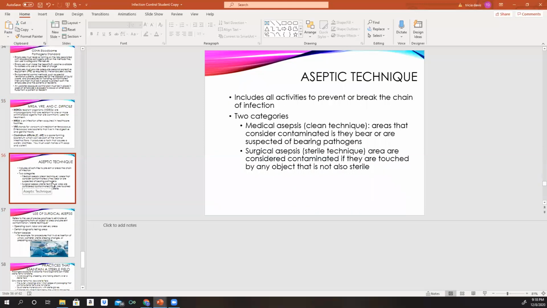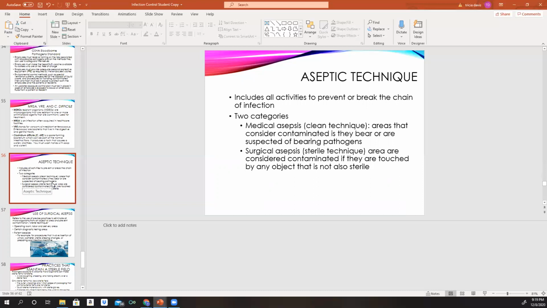So your aseptic technique, we talked about this before, I think. It includes all activities that prevent or break the chain of infection. So the practice of asepsis includes preventing that infection. That's what we want to do. We want to break that chain. The nurse uses aseptic techniques to halt the spread of the microorganisms and minimize the threat of infection.